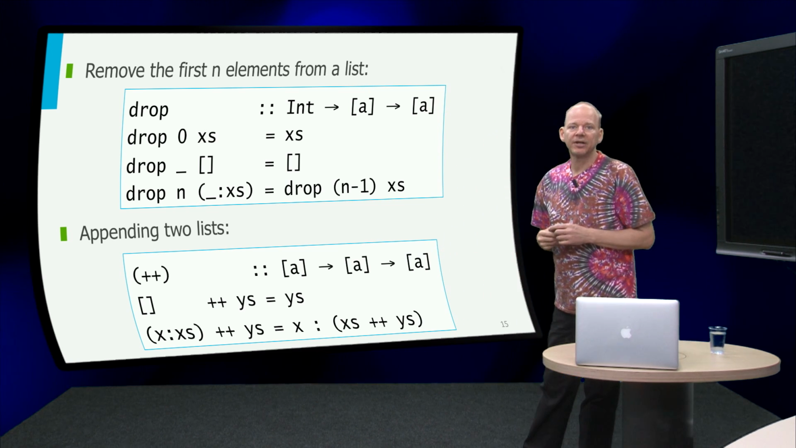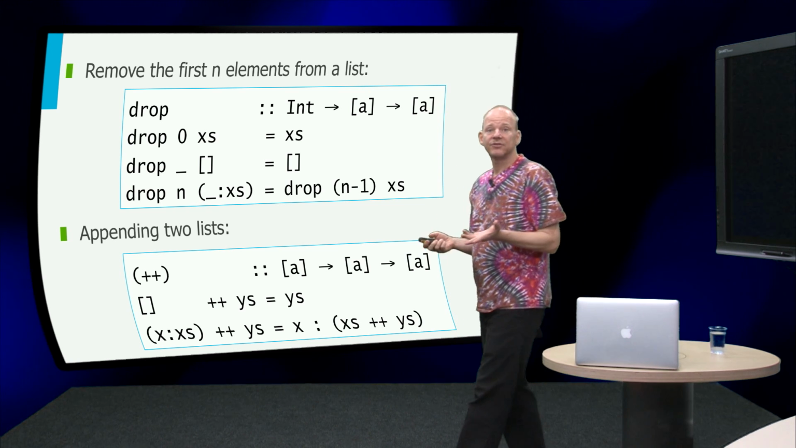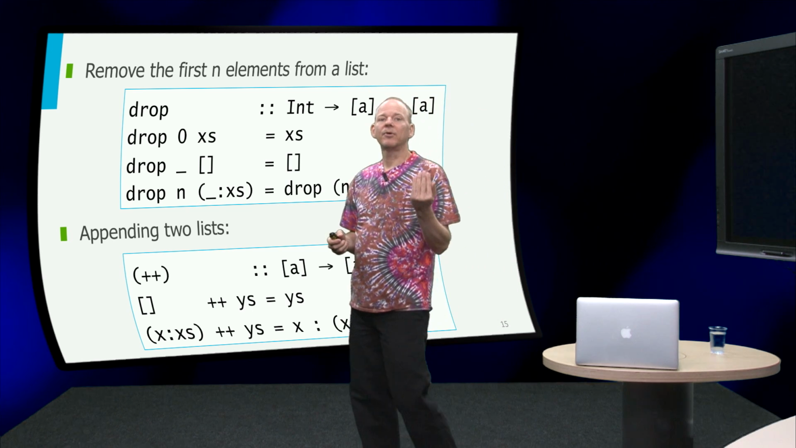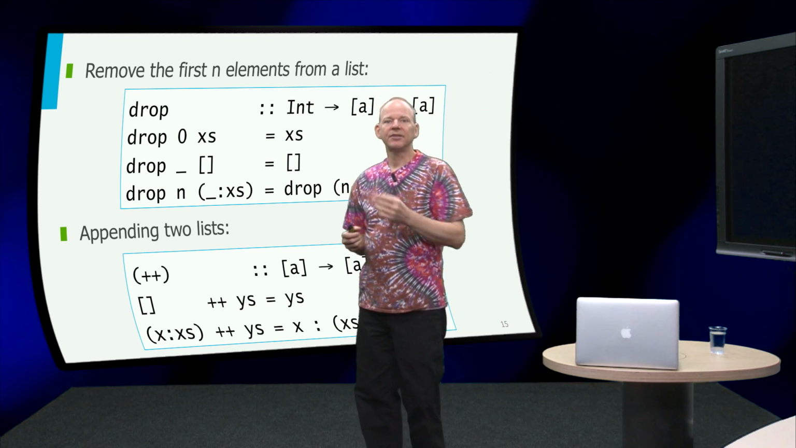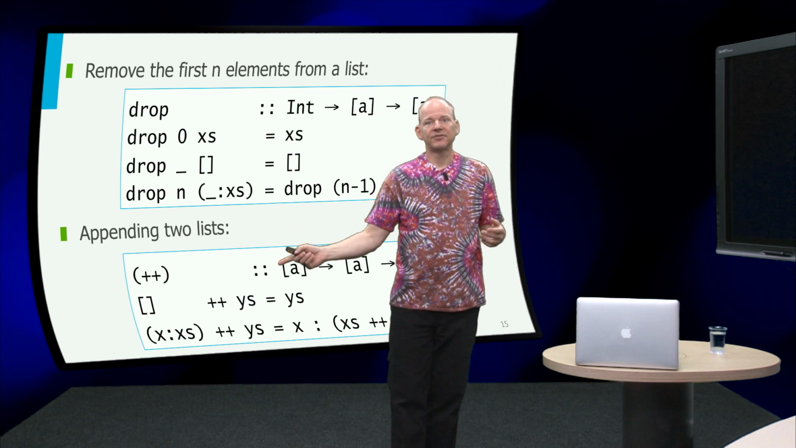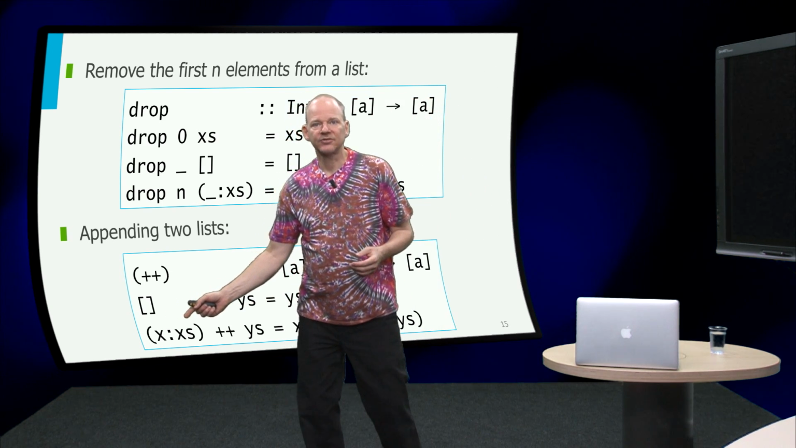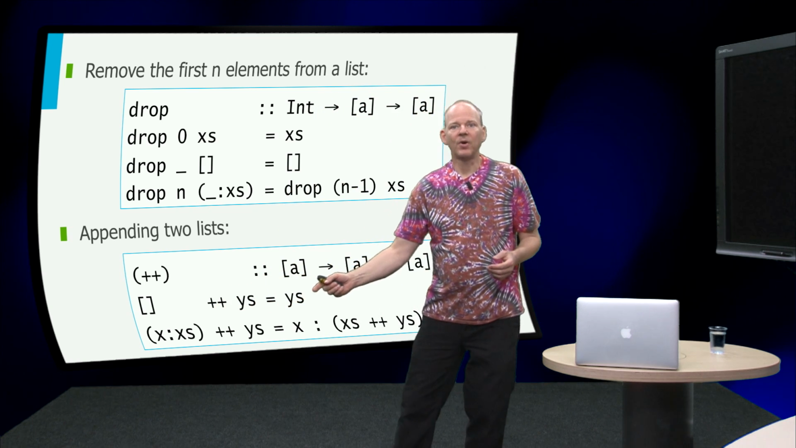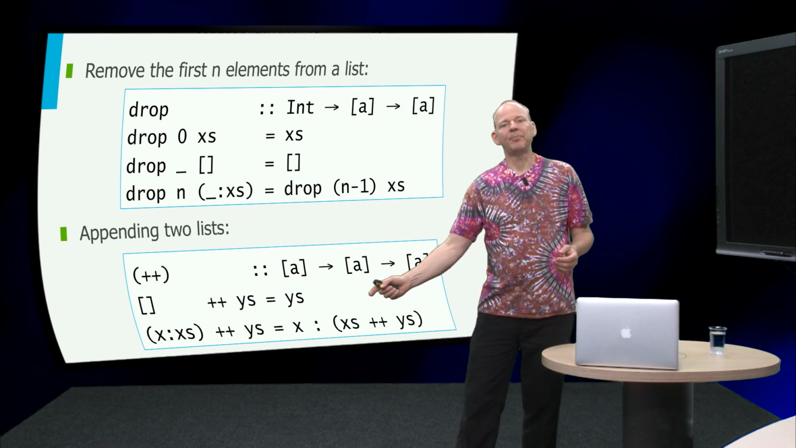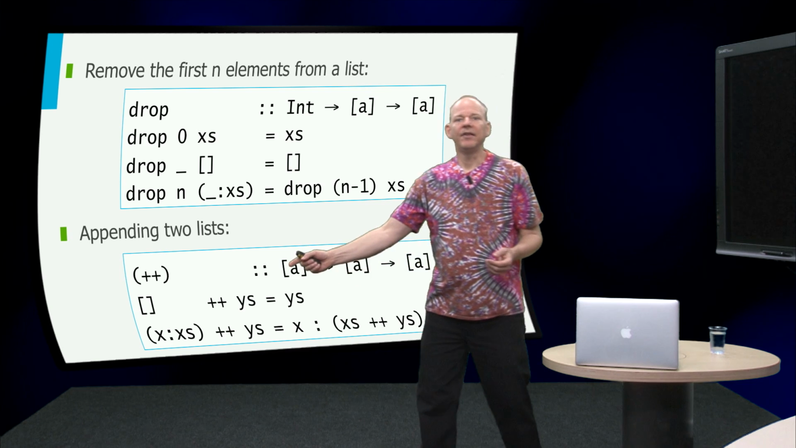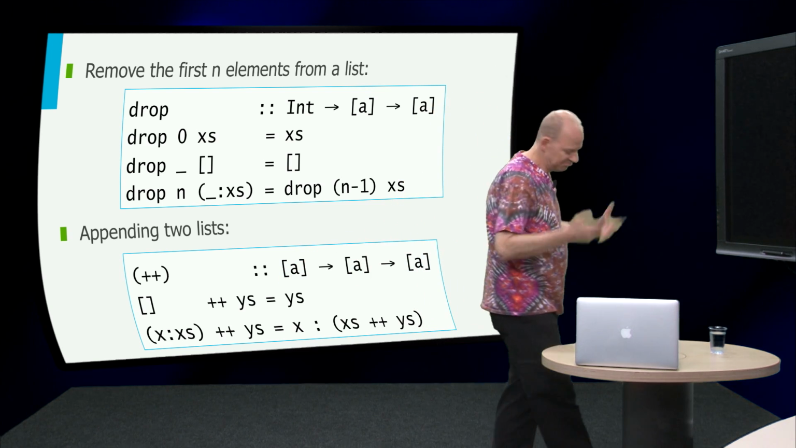The last example here on the slide appends 2 lists. If I want to append the empty list to another list, that is the other list. And if I want to append a list x cons xs to a list ys, what do I do? I first append xs to ys, and then cons x on top. Super obvious.